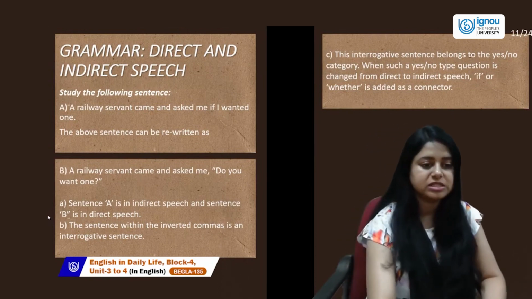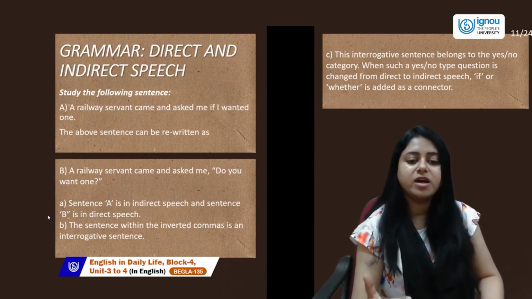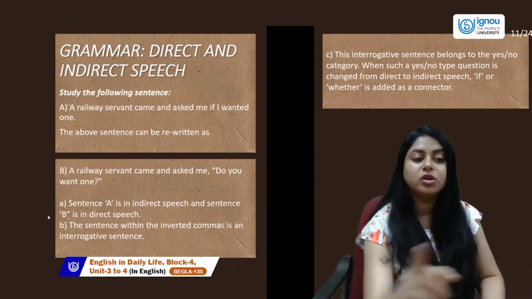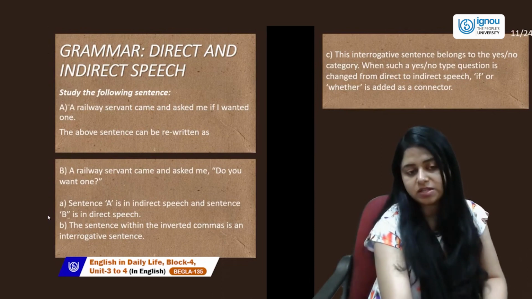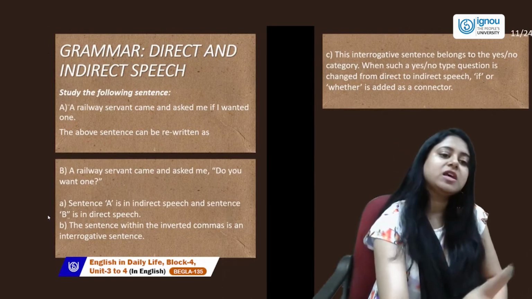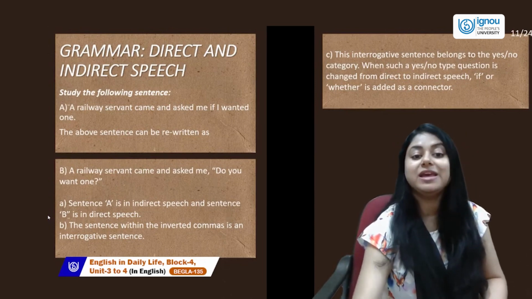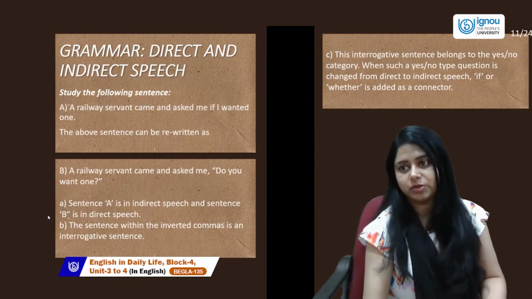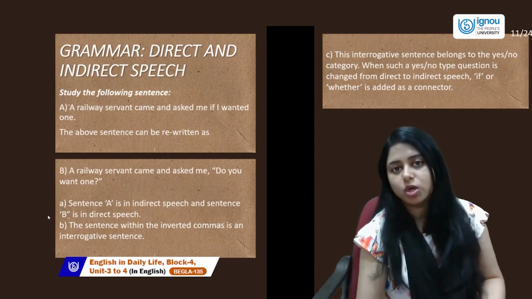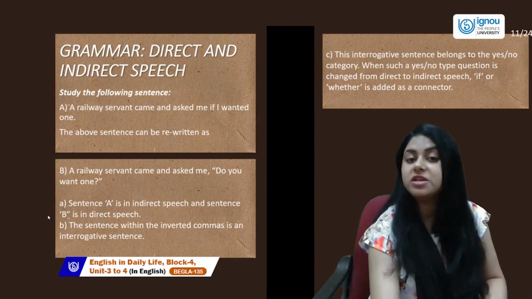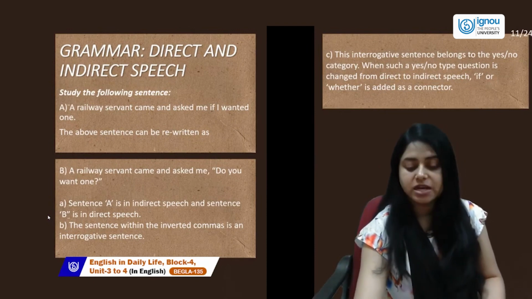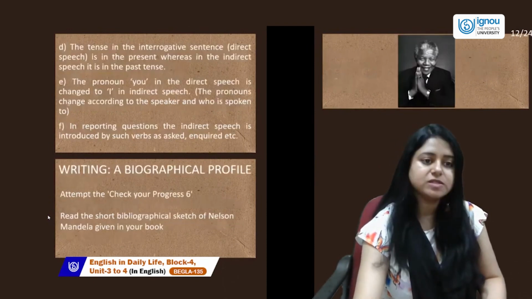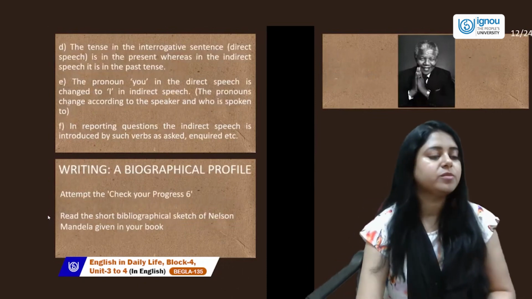So look at this sentence. A railway servant came and asked me, "Do you want one?" Look at the indirect sentence for this direct sentence. A railway servant came and asked me if I wanted one. Or whether I wanted one. So if or whether is being used as the connector. Alright, I hope this is clear. You can look at it.